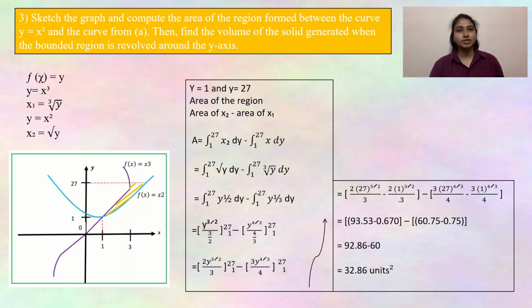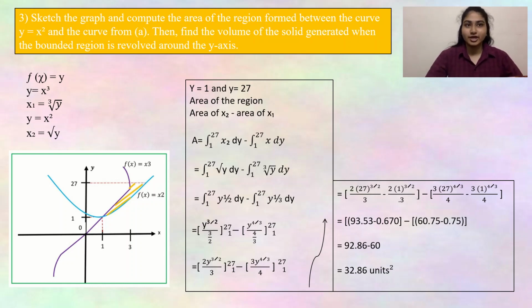The second step is to find the area of the region. To find the area of the region, we have to subtract area of x1 from area of x2. x2 derives from the second equation f(x) equals x squared and x1 derives from the first equation, which is f(x) equals x cubed. To find area, we have to use a formula which is integral a to b of x dy.